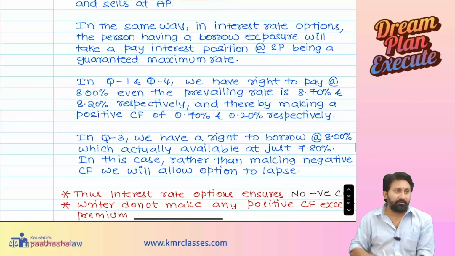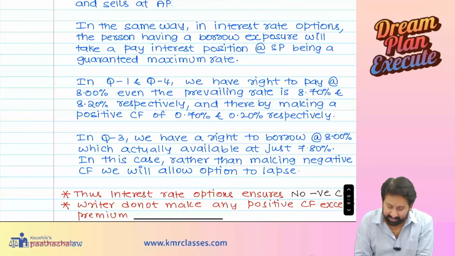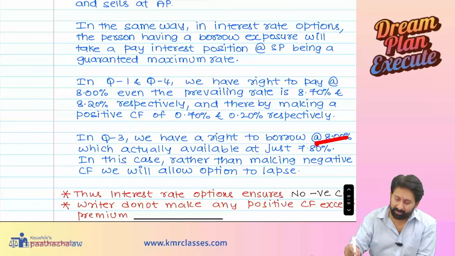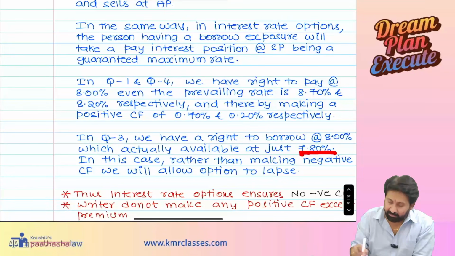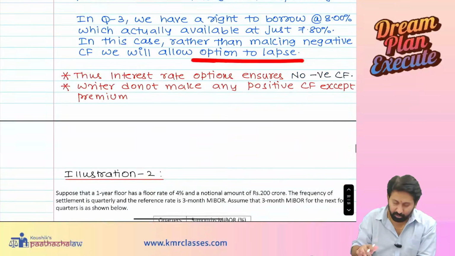In quarters 1 and 4, we have a right to pay at 8%, even though the prevailing rates are 8.7 and 8.2 respectively, thereby making a positive cash flow of 0.7% and 0.2% respectively. In quarter 3, we have a right to borrow at 8%, which is actually available at 7.8. In this case, rather than making a negative cash flow, we will allow the option to lapse.